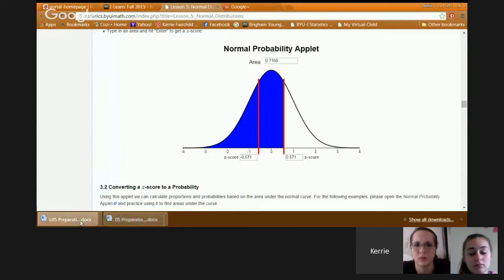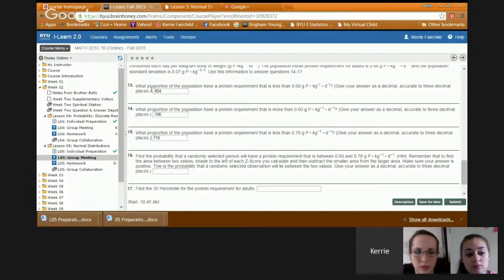Here, hold on. Let me share my screen again. Okay. Well, now I have to get the problem back up here. The portion of the assignment is 0.60.